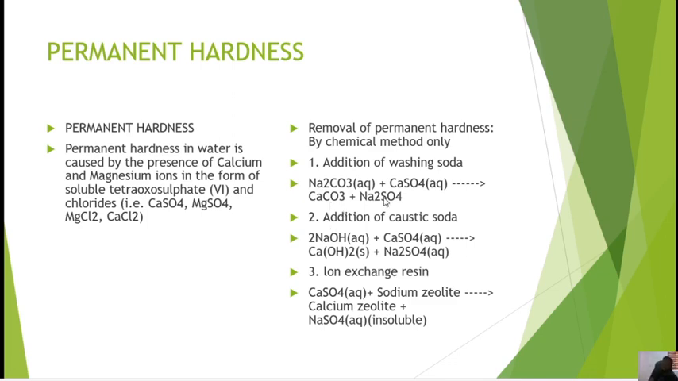Hence, even if sodium sulfate is there, it doesn't cause hardness. So you find out that once you remove the calcium ion by making it insoluble, you have removed the hardness. The second method is by using caustic soda. Caustic soda is sodium hydroxide. If it reacts, the same principle also applies, and then it removes it.